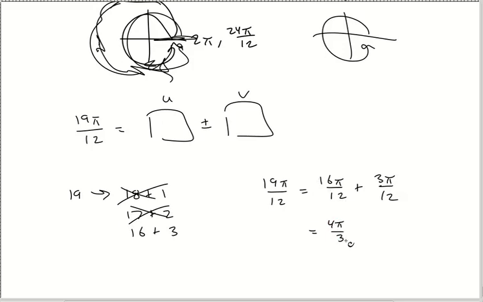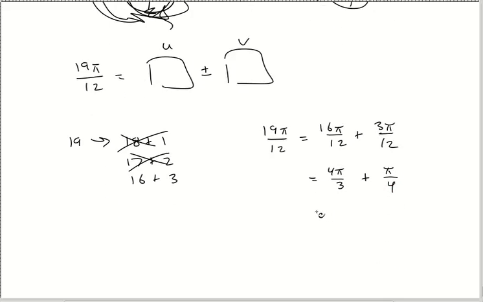That sounds familiar. I think I've seen that on the unit circle. The 3 pi over 12, cancel a 3, you get 1 pi over 4. I think I've seen that before. So if you want to know the degree equivalent for 4 pi over 3, I'm trying to do the math here. I think it's 240.